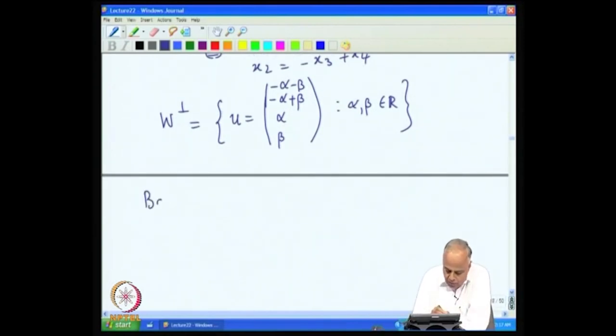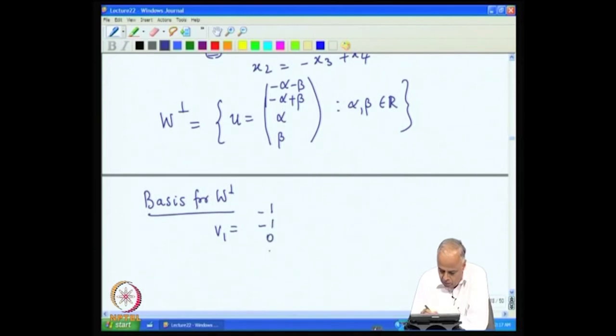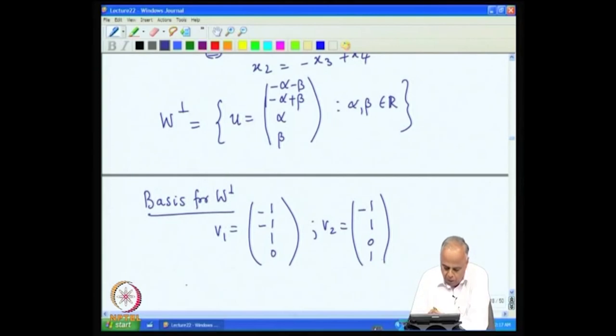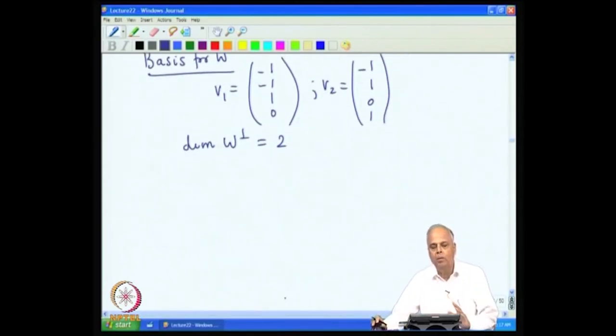Now, what is the basis? W perp being a subspace, a basis for W perp is given by V 1, if you take alpha equal to 1 and beta equal to 0, we get minus 1, minus 1, 1, 0, and V 2 by taking alpha equal to 0 and beta equal to 1. So, this forms a basis for W perp. So, the dimension of W perp in this case is 2. So, we have this notion of the perp of any arbitrary set, and the perp of any arbitrary set is automatically a subspace of R k, and in particular the perp of a subspace is always a subspace.